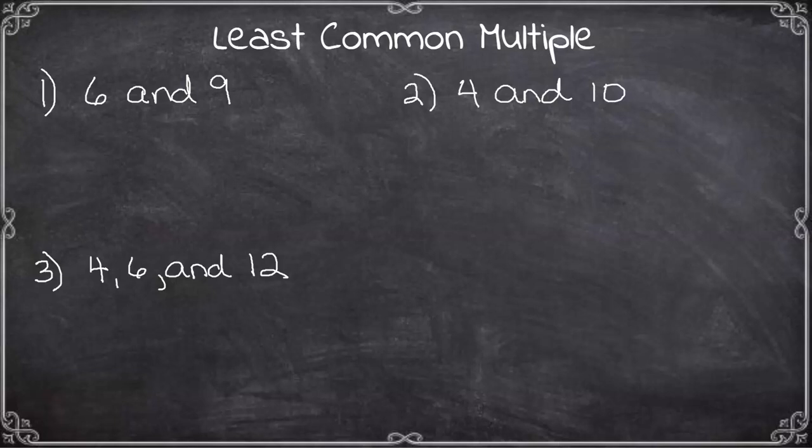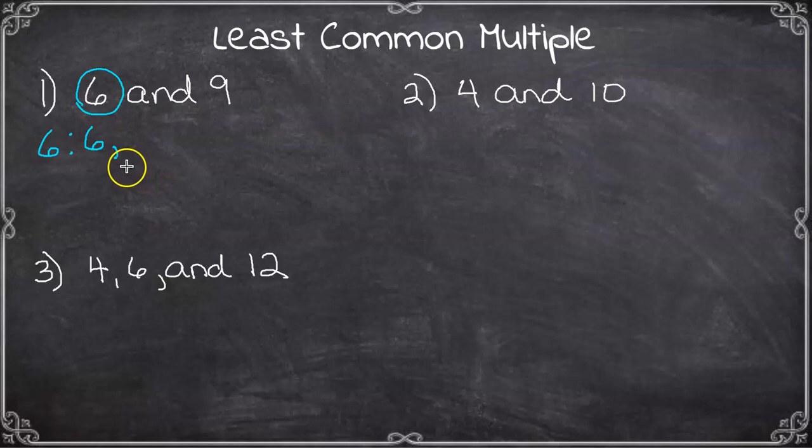So let's start with number 1. We're going to find the least common multiple or lowest common multiple of 6 and 9. So what we want to start out with is listing multiples of each number. So I'm going to list the multiples of 6 first. And all I have to do is basically skip count by 6, or list 6 times 1, 6 times 2, and so on. So the first multiple of a number is always going to be that number itself.